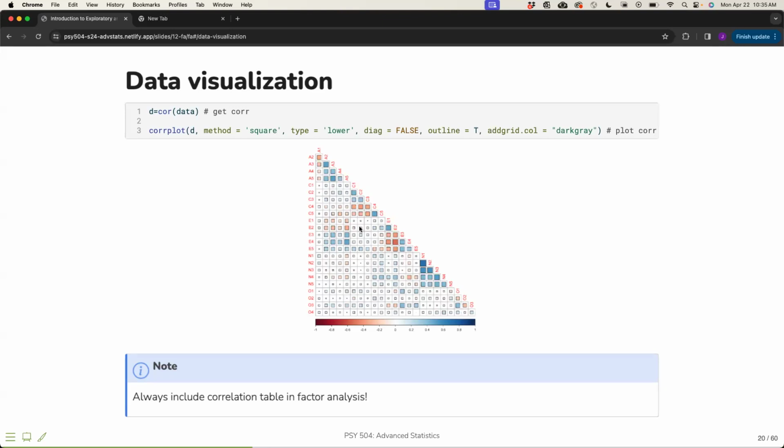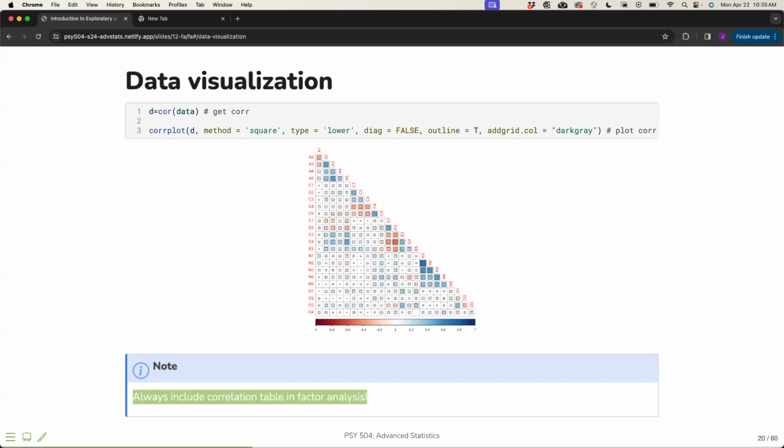Most of the time, we just look at the actual magnitude, and sometimes we ignore the sign. But it's also possible that some of these are not reverse coded, so that could be something we look into. But generally speaking, the agreeableness, conscientiousness, and extroversion items correlate highly with their counterparts here. I have a note here that when we're writing up our results for a factor analysis, we should always include the correlation table.